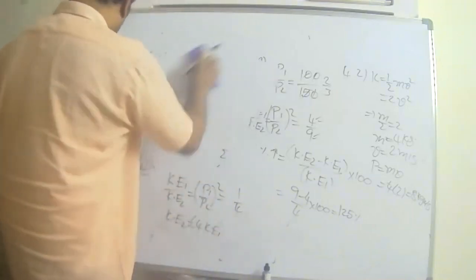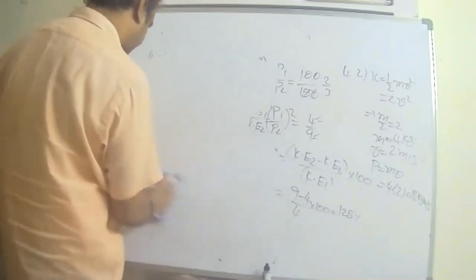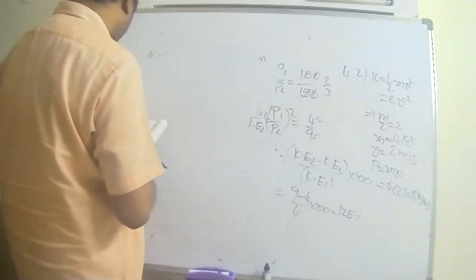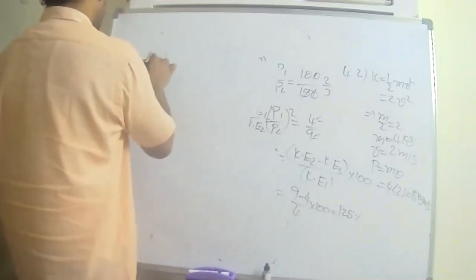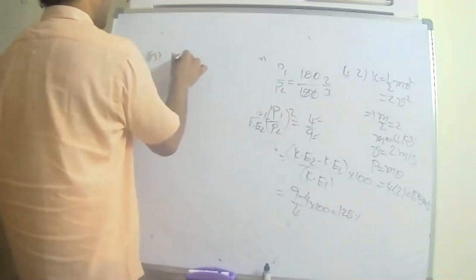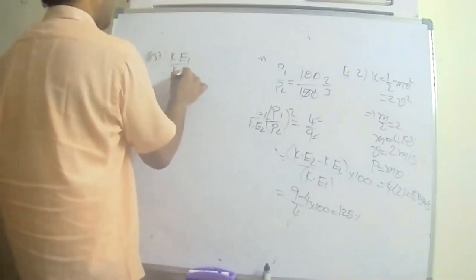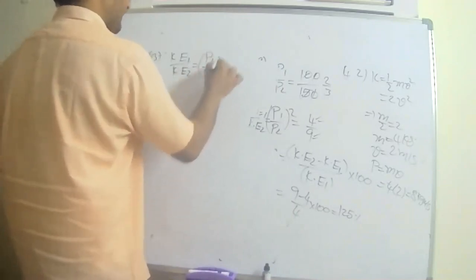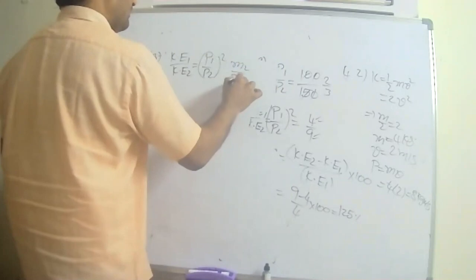Next, question 43. Two spheres of different material have the same radii. The ratio of their momenta is 2:1. The ratio of their kinetic energy, the ratio of their densities is. So KE1 by KE2 is equal to P1 by P2 whole square into M2 by M1.